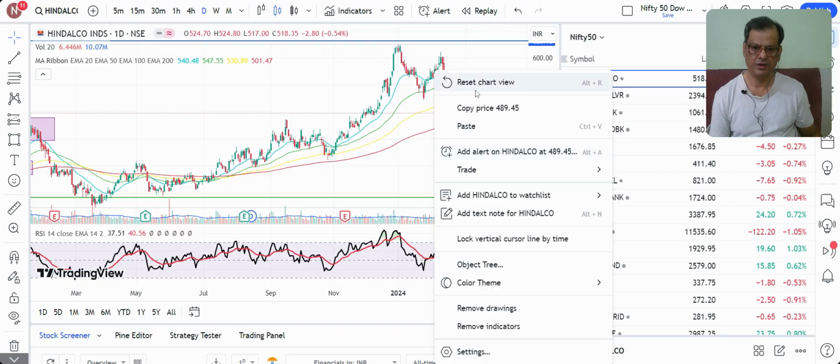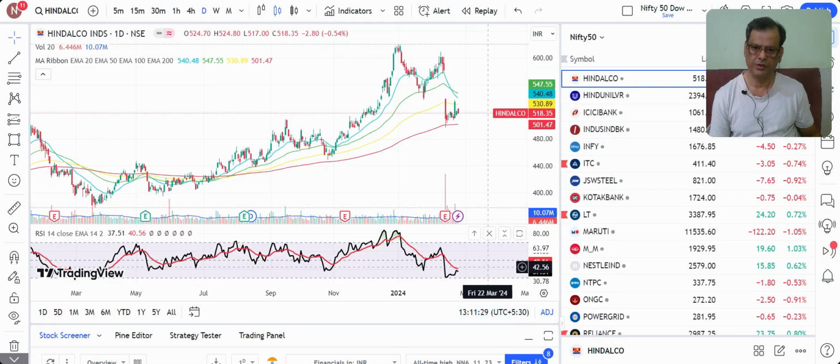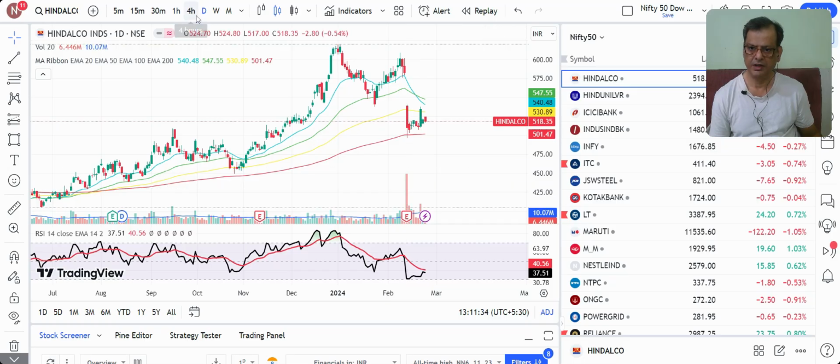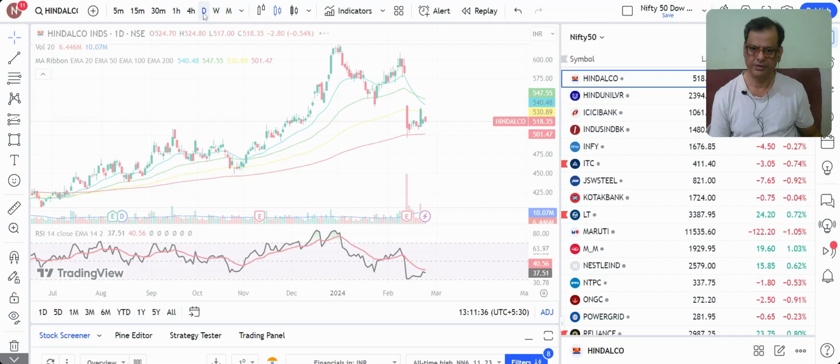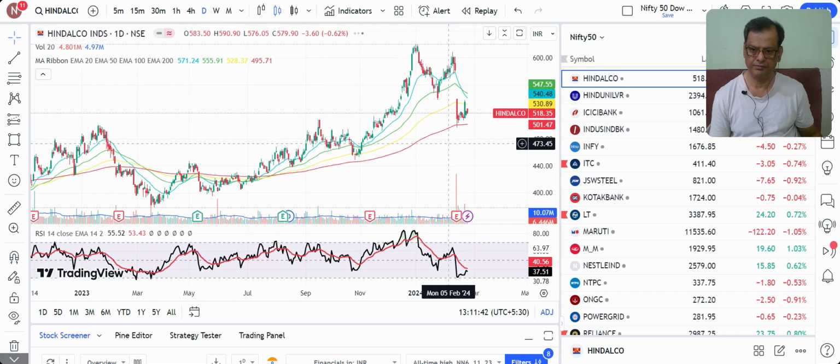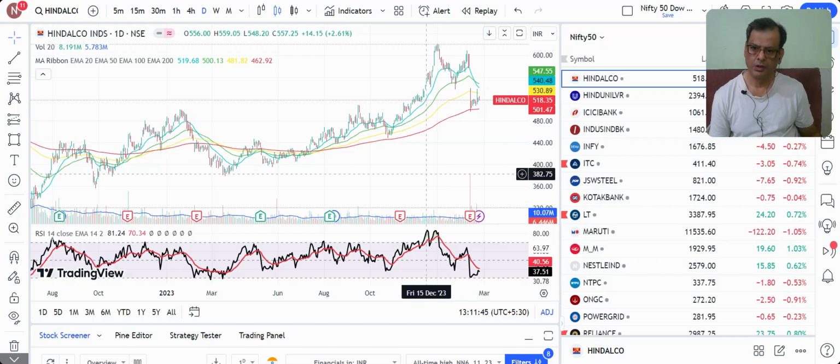Let's look at this chart of Hindalco. I'm going to remove all the drawings here, and I've clicked the daily time frame here. Now I am going to zoom in on the chart to find areas of support.